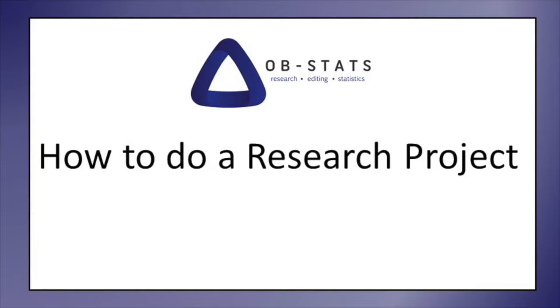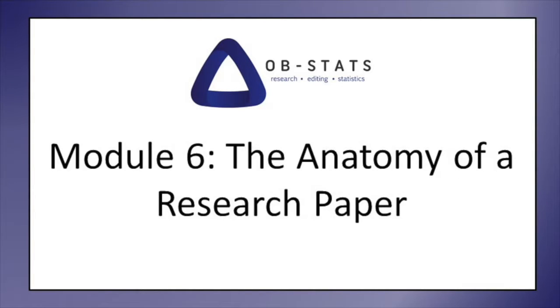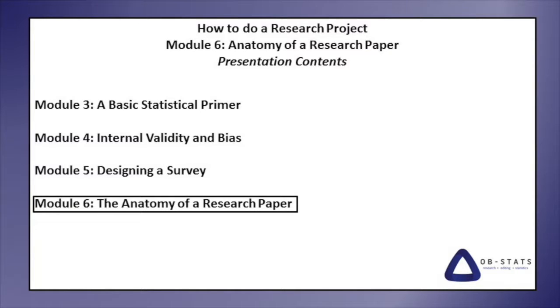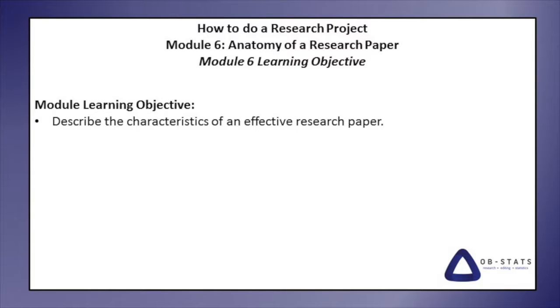How to do a research project. Module 6, The Anatomy of a Research Paper. We are currently on Module 6, The Anatomy of a Research Paper. The learning objective for this module is to describe the characteristics of an effective research paper.